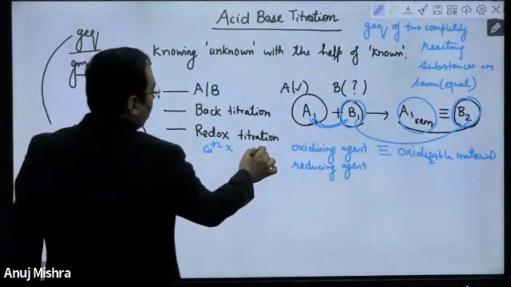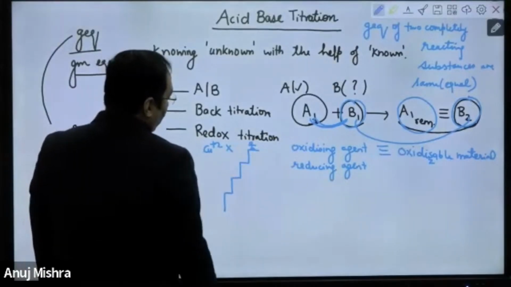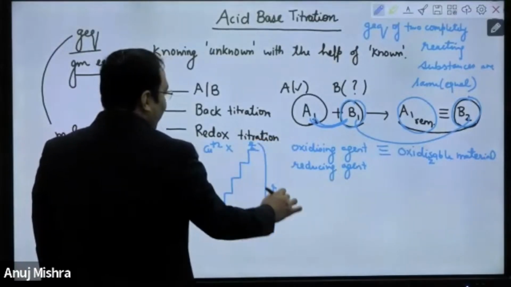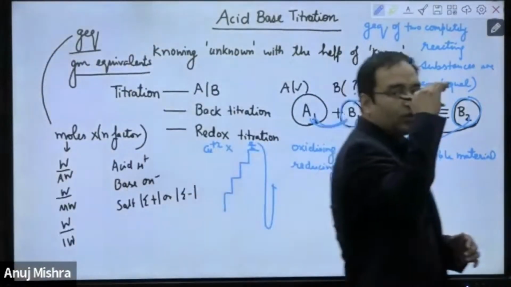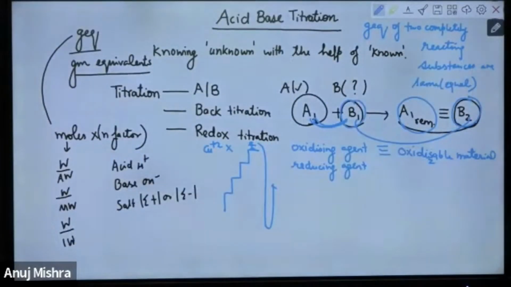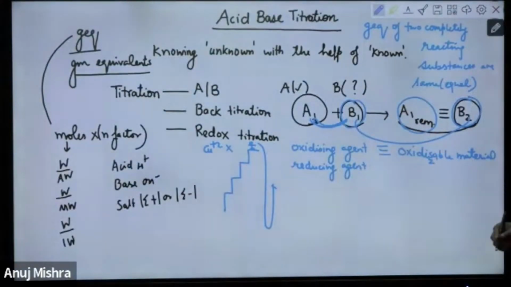So it's like a person standing on the top floor of a building, and you're asking him to go up. The only way is to go down; he can't go up. Is that clear? There's no option of going up because it's already on the top. So oxidizable material is required for an oxidizing agent, and similarly reducible material is required for a reducing agent.